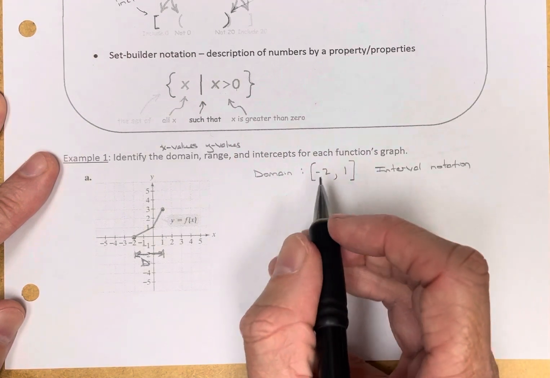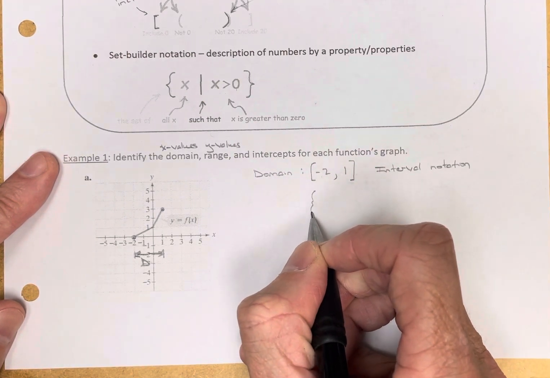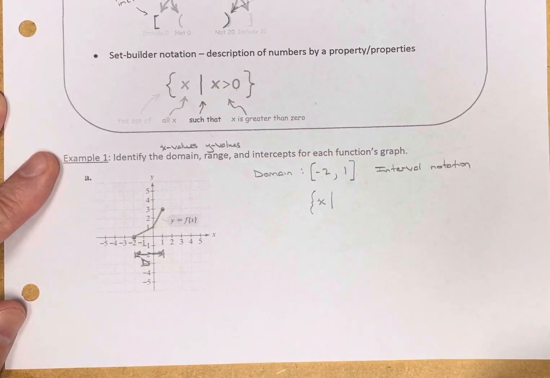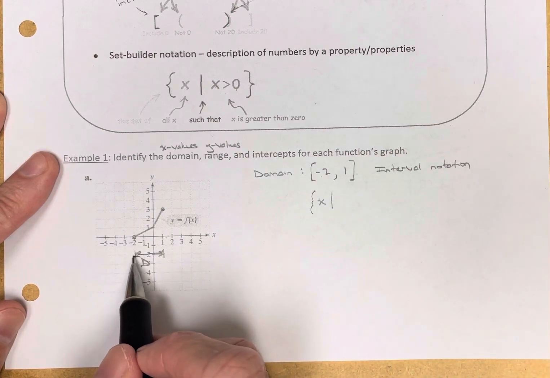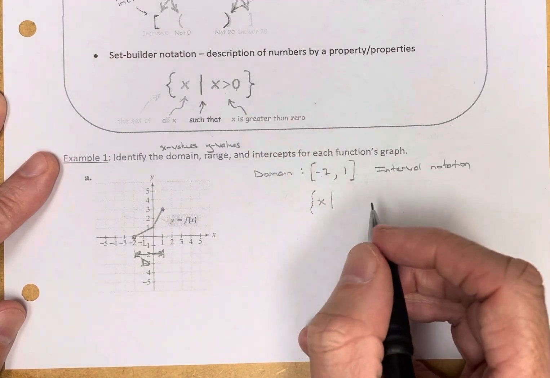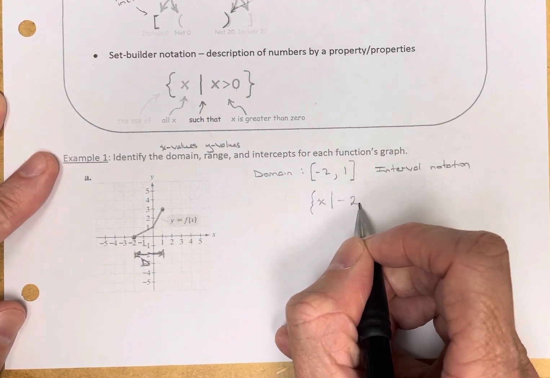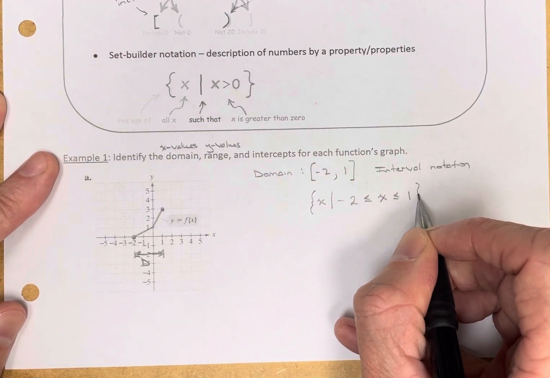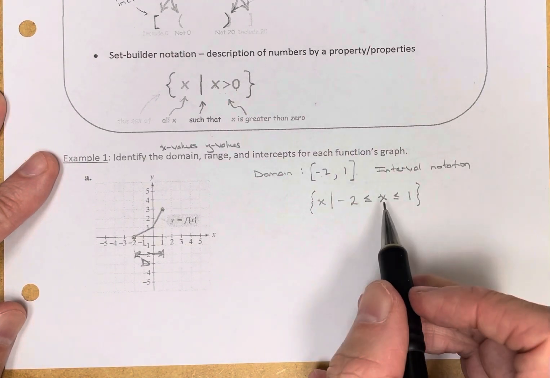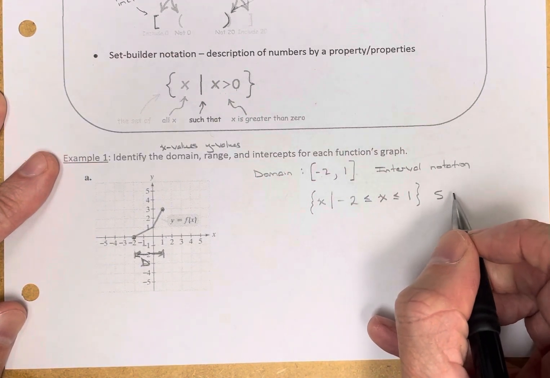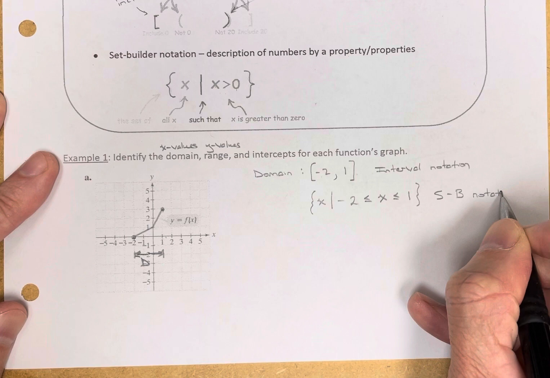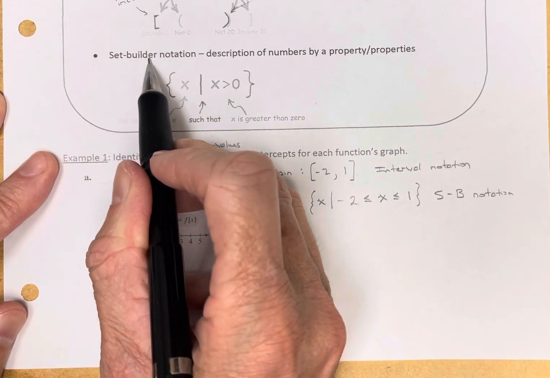This is interval notation. In set builder notation, the domain is the set of all x's such that x is greater than or equal to -2, and x is less than or equal to +1. So x is between and including -2 and +1. It looks like this in set builder, SB notation, SB of course standing for set builder.